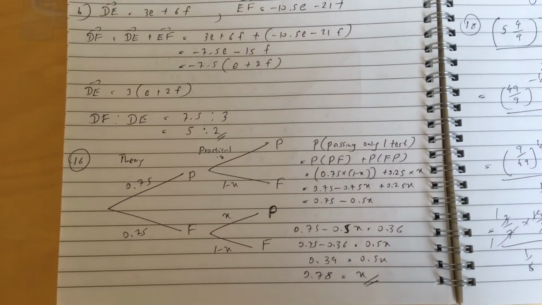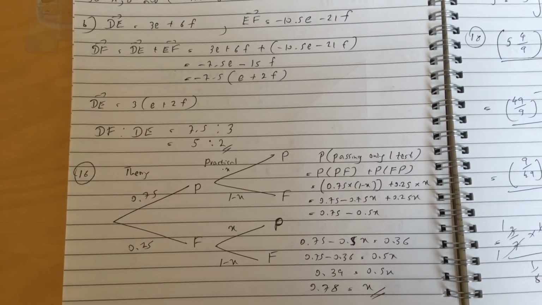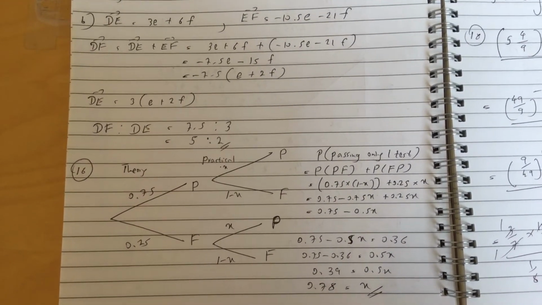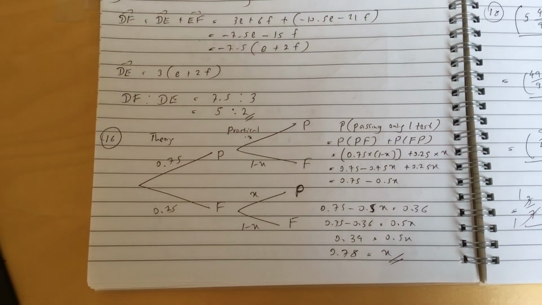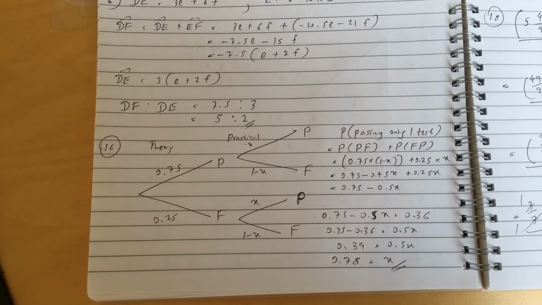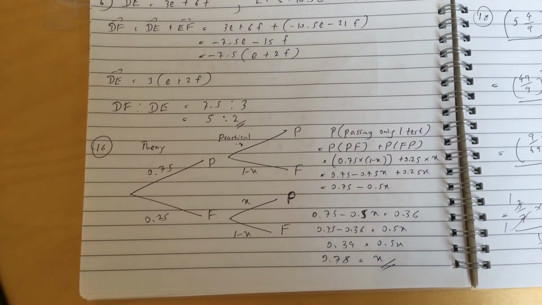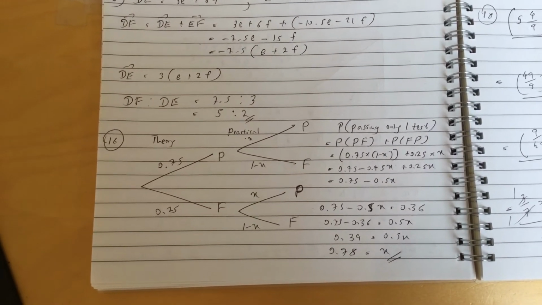So probability of passing only one test is probability of pass and a fail, or probability of fail and a pass. So I just put those values in and simplified it, and it works out to be 0.78. If you don't understand it, just pause the video and go through each step clearly. You'll see what I've done.